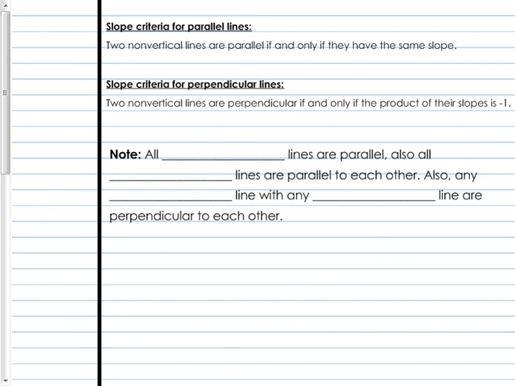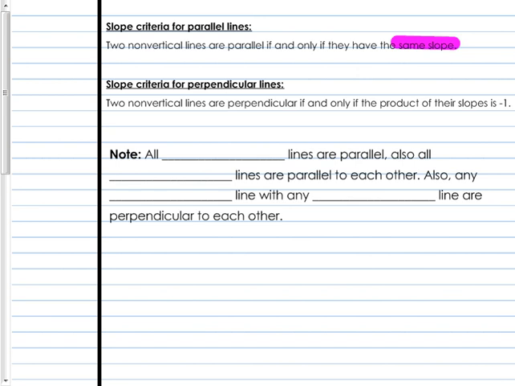Slope criteria for parallel lines. Two non-vertical lines are parallel if and only if they have the same slope. So parallel lines have to have the same slope.